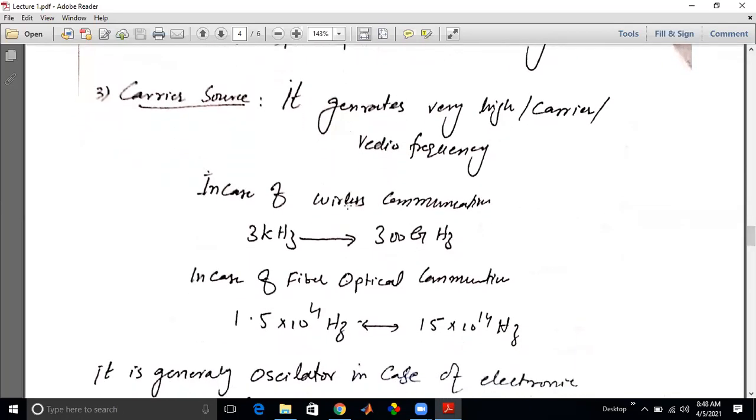In the case of wireless communication, what will be the carrier? It will be from 3 kilohertz to 300 gigahertz. So we will generate a carrier frequency in this range, either 3 kilohertz, 300 gigahertz, or between them. So the carrier signal will generate this frequency. And how will they generate this frequency?